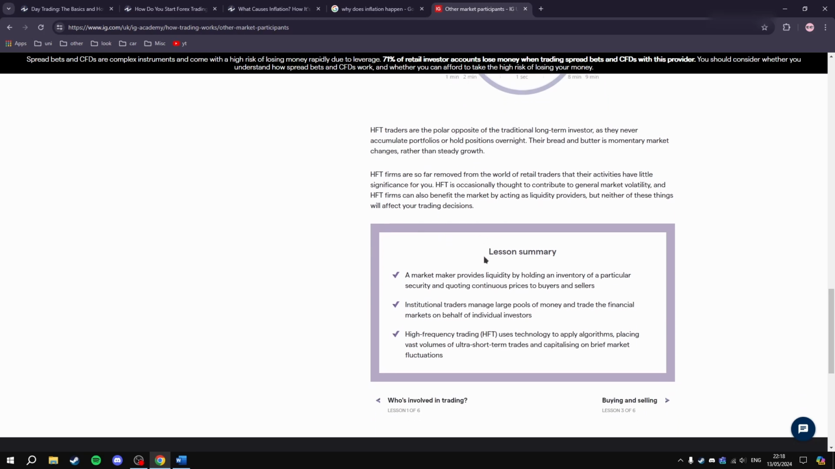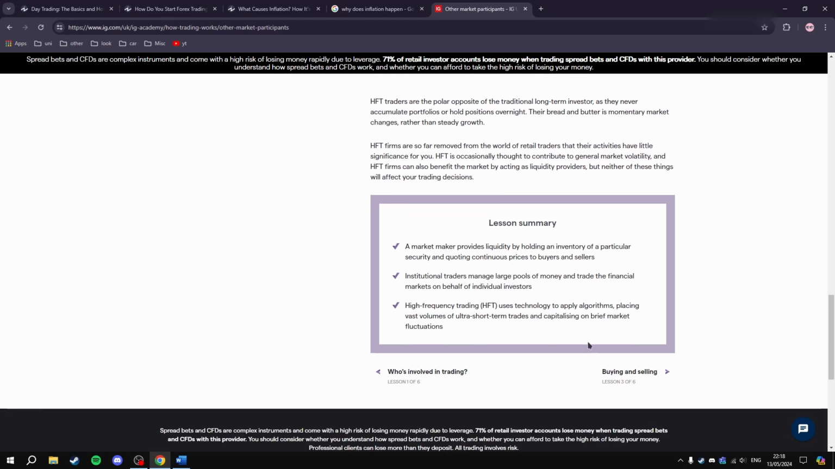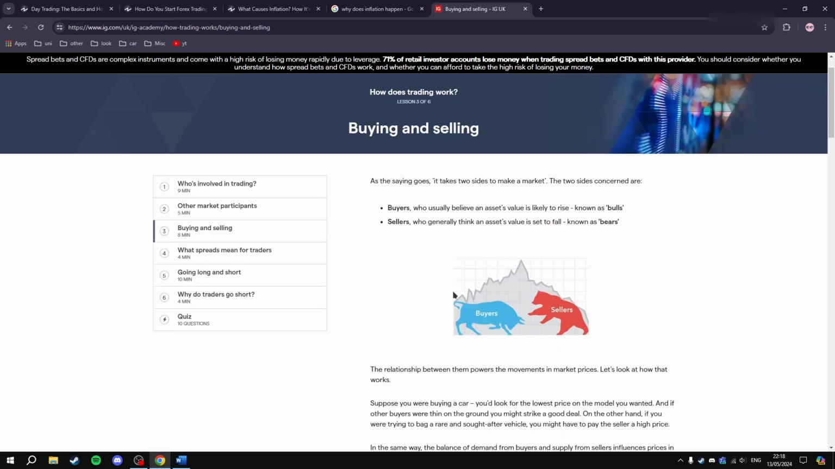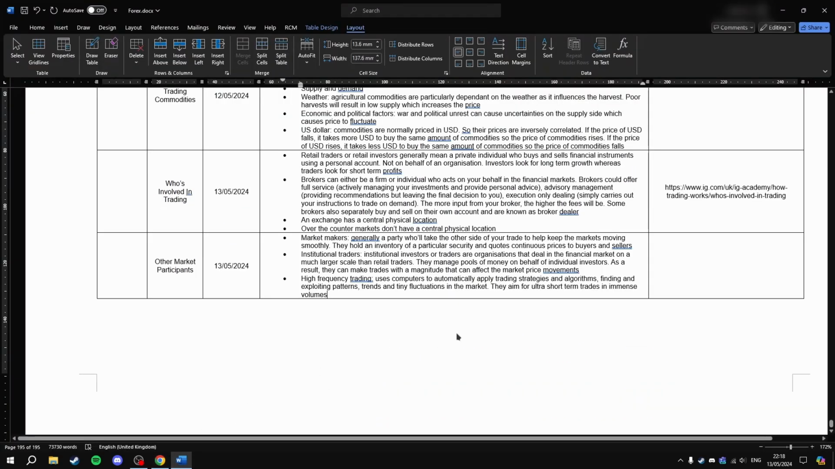Okay. Lesson summary. A market maker provides liquidity by holding an inventory of a particular security and quoting continuous prices to buyers and sellers. Institutional traders manage large pools of money and trade the financial markets on behalf of individual investors. High-frequency trading uses technology to apply algorithms, placing vast volumes of ultra-short-term trades and capitalizing on brief market fluctuations. Cool.